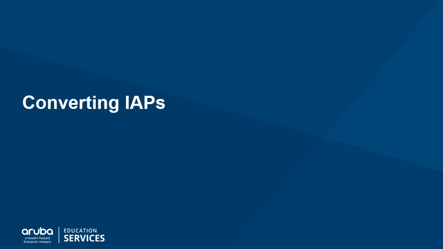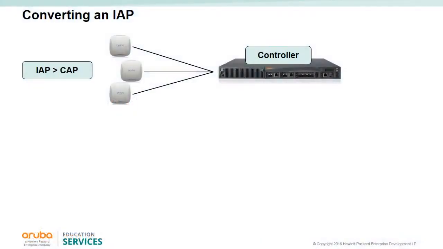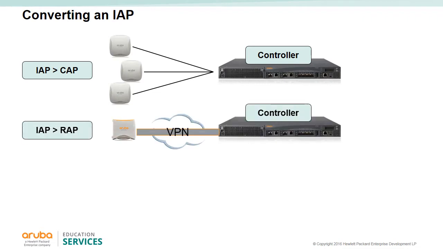Converting an IAP. Your IAP cluster has the capability to convert to campus APs. You can also convert an IAP to a RAP. This is typically done when using a RAP 3, RAP 109, or RAP 155. The controller must be configured with a VPN and a whitelist. These conversions can be automated when using the cloud-based Activate system.